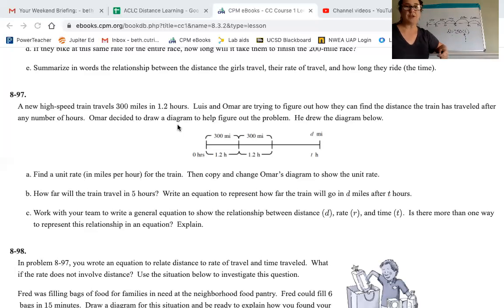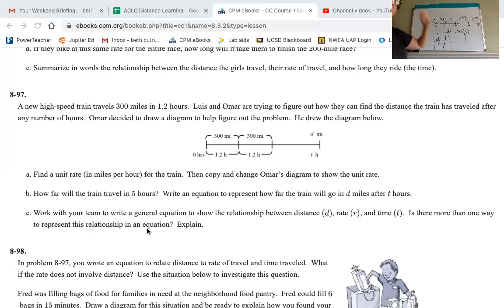Work with your team to write the general equation showing the relationships between distance, d, rate, r, and time, t. So there's more than one way to represent this relation. That's what I talked about in the beginning. Distance equals rate times time. And you can switch any number of those around. You can even write it like this: rate is distance per time. Those are the two I mostly use.